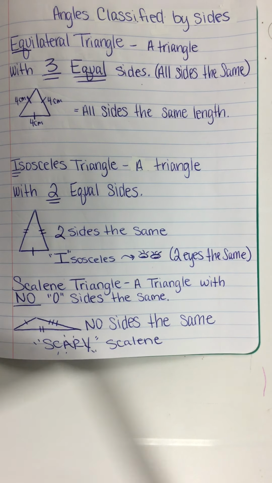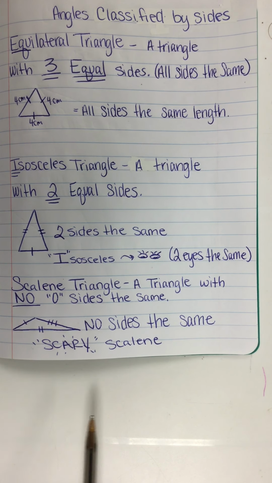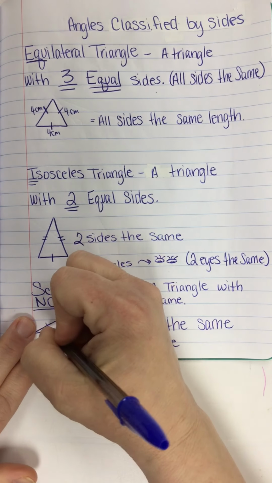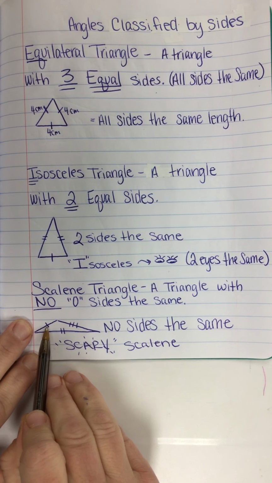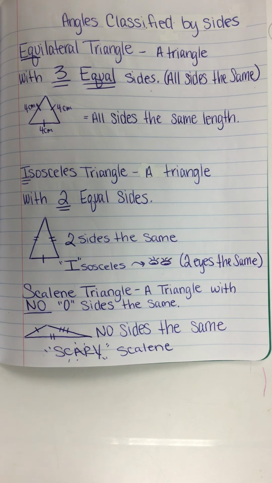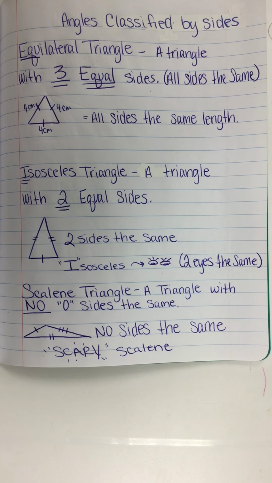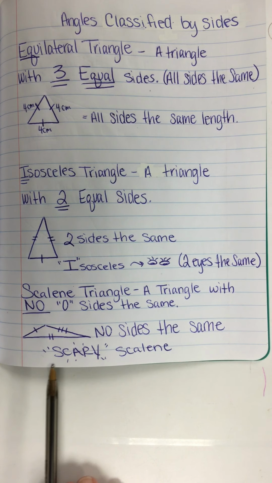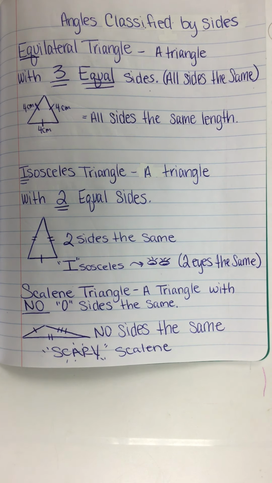And then the last one is the scalene. A scalene triangle is a triangle with no sides the same. We call it the scary scalene. No sides are the same. So look at the markings. I have 1 mark here, 2 marks here, 3 marks here. All the marks are different, indicating that all the sides are different. So it is a scalene. Scalene, like a fish. No fish is the same. They all look a little different. Scalene triangle, no sides the same. So it's a scary scalene.